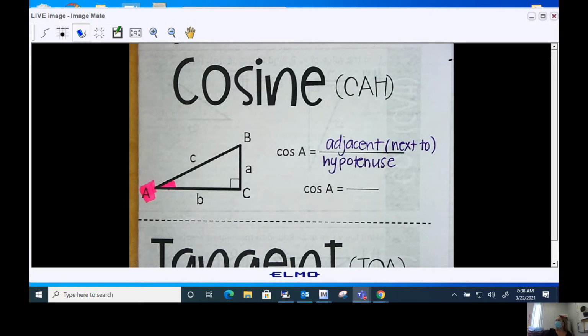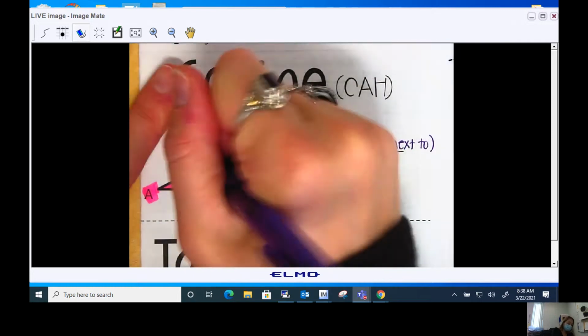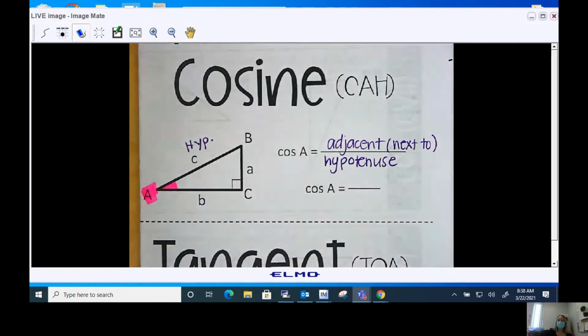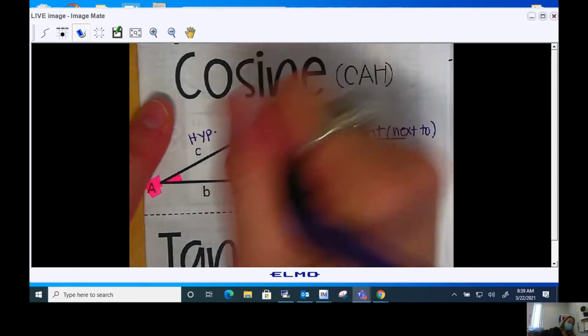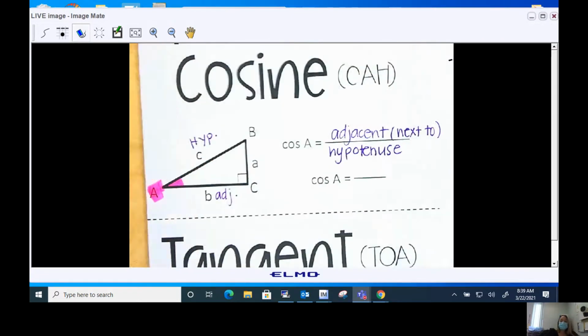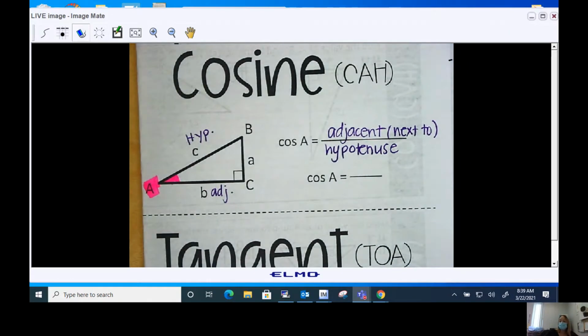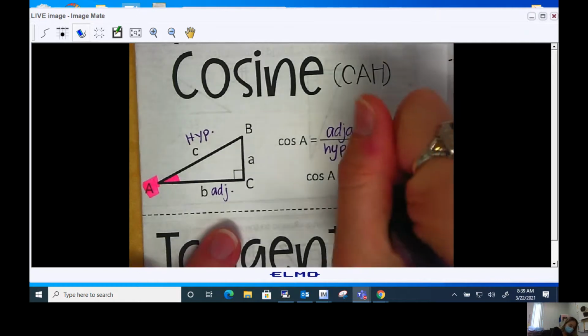All right, so you've got your three side lengths, the lowercase a, b, and c. Which one of those is your hypotenuse? C. Good. This is your hypotenuse. That hasn't changed. It's across from the 90. And now, which one of those letters, A or B, is next to this angle A? Which one touches this angle A? Is it the B or the A? B. Good. So this one is your adjacent. So our fraction is adjacent over hypotenuse. So in my picture here, it would be B divided by C.